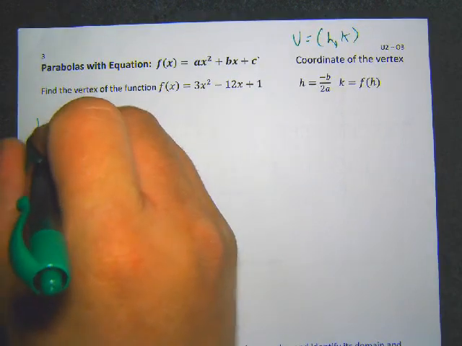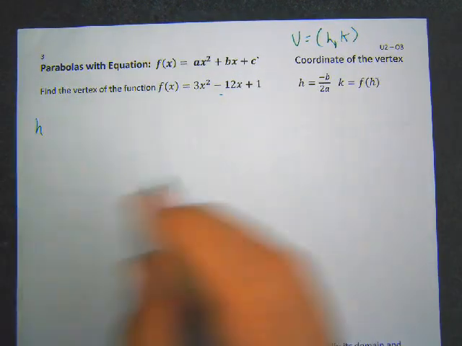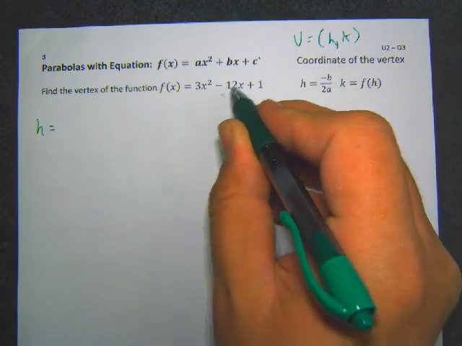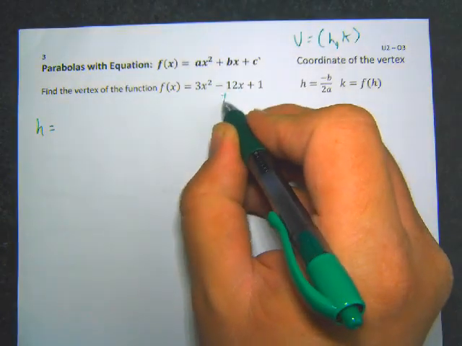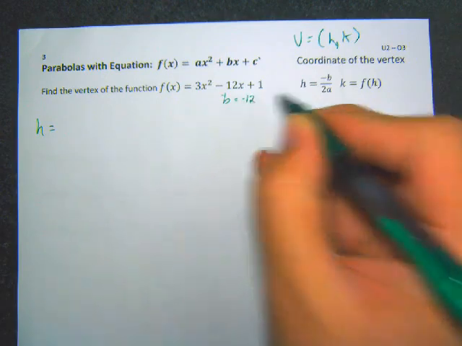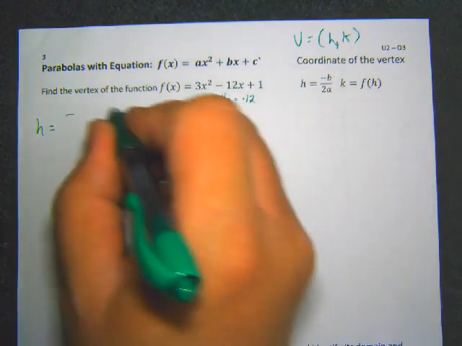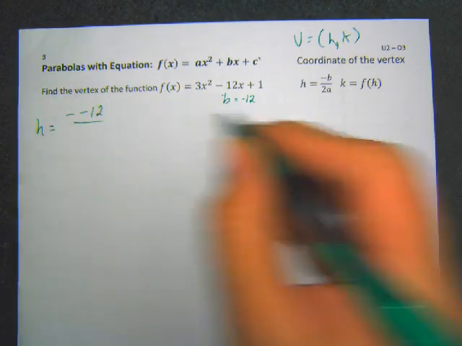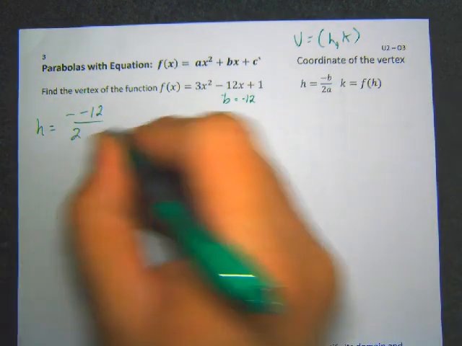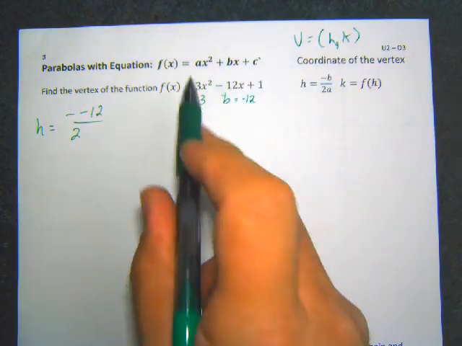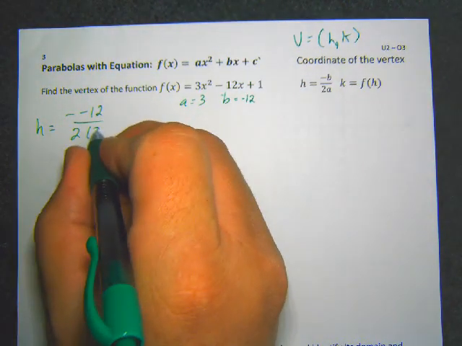First off, I want to find the vertex for this thing. First thing I'm going to do is negative b over 2a. Negative b would be negative 12, because we call this whole thing b. So we put a negative, because there's a negative in front of the b, and then negative 12, over 2 times a. And a, of course, is going to be 3, because it's the number in front of the x squared. The first number is a. So put times 3 on the bottom.